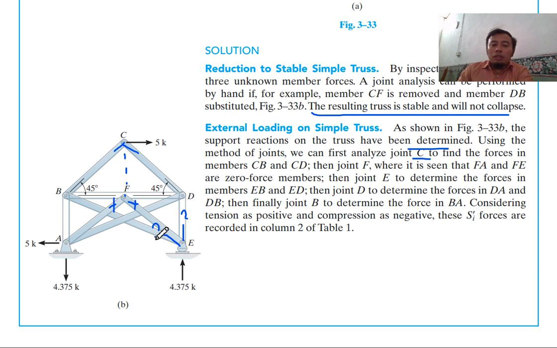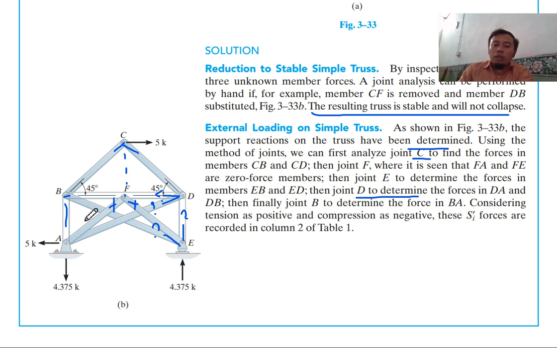And then joint D to determine forces in DA and DB. And finally joint B, you will determine the forces in BA. Considering tension as positive and compression as negative, these S_i forces are recorded in column 2 of table 1.